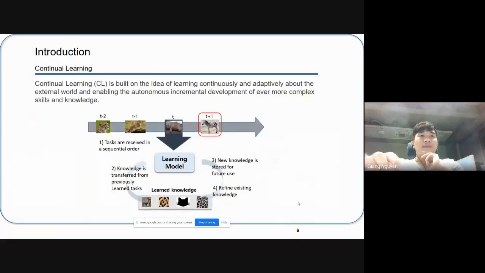And then we come to continual learning. I assume that all of you know the definition of continual learning. It's built on the idea of learning continuously and adaptively about the external world, and enabling the autonomous incremental development of ever more complex skills and knowledge. For example, in this figure, we can see that firstly we train on leopard, and then we want to learn to classify the zebra also. So continual learning algorithms will enable you to learn every class, new classes and old classes, without forgetting or with an acceptable degree of forgetting.